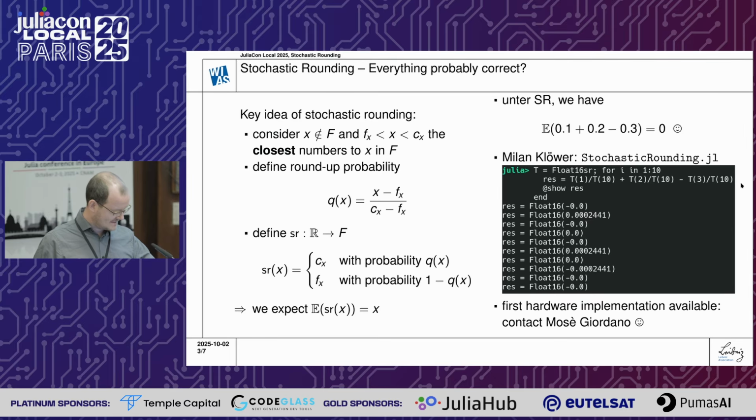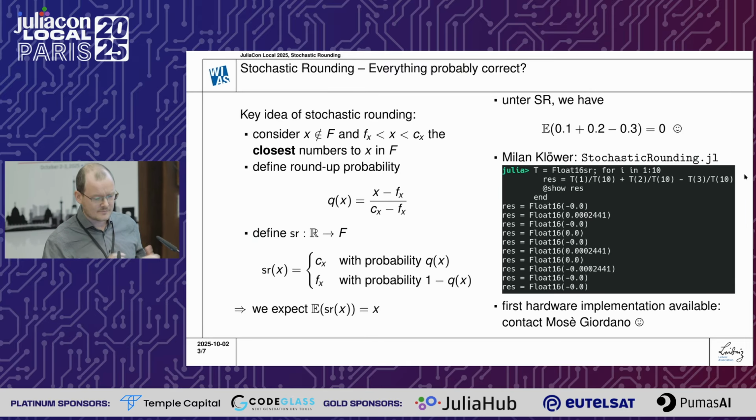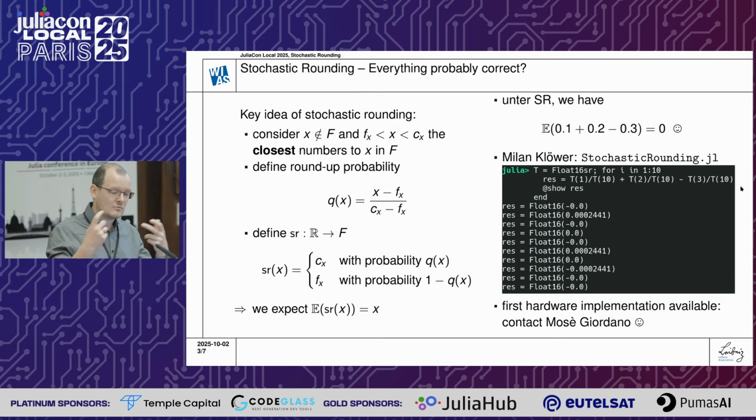If you want to try this out with Julia, you can do it. Milan Klöwer has an awesome package called StochasticRounding.jl, and you can do the following. The package exports the type Float16sr, which is the stochastic rounding Float16 type, for instance. It also exports other types. And I put this equation here 10 times and show you the result. I use 1 over 10, 2 over 10, and 3 over 10 because I want to avoid putting in 0.1, because it was already rounded and I want to avoid that.